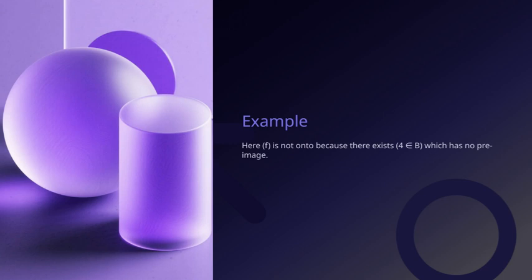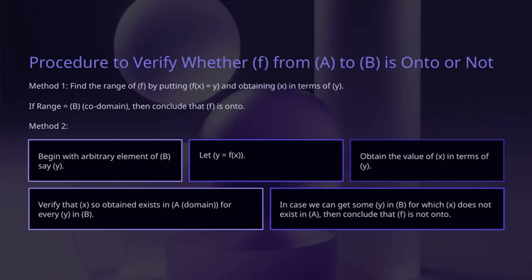This example really helps illustrate what it means for a function to be onto or surjective. When a function is onto, every element in the codomain has at least one preimage. But in this case, since 4 has no preimage, the function falls short of being onto. This kind of example is useful for understanding the importance of checking whether every element in the codomain is actually hit by the function.